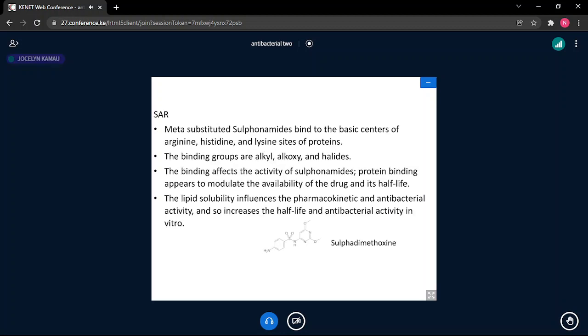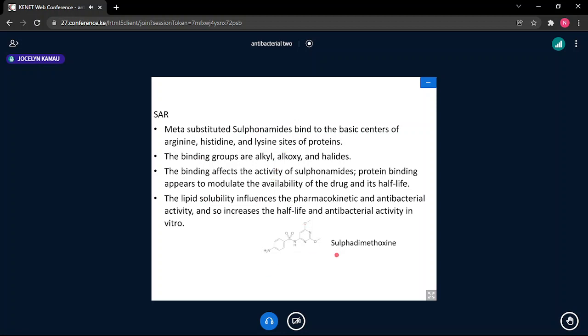Meta-substituted sulfonamides bind to the basic centers of the adenine, histidine, lysine site of proteins. Binding groups are alkyl, alkoxyl. This is now telling us about the substitution. If you look at most of the sulfonamides, they do have meta substitutions, either a methoxy group or a methyl group. So this is now explaining the need for the substitution.